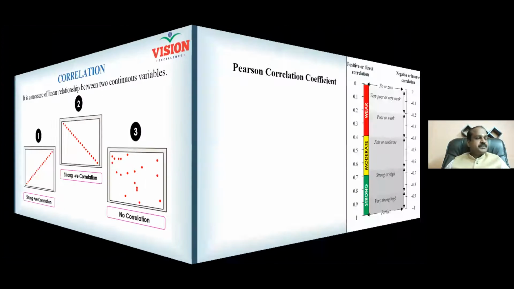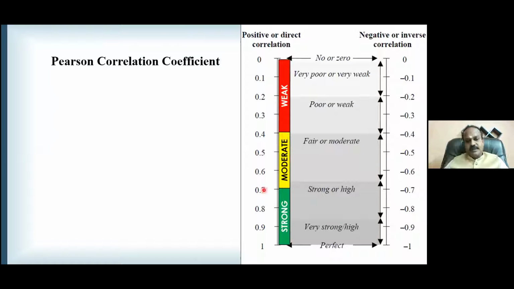So now, generally the linearity can be measured using a coefficient called Pearson correlation coefficient. The symbol used is small r. The small r will range between -1 and +1. 0 to +1 indicates positive correlation. 0 to -1 indicates negative correlation. Value closer to 1 means perfect correlation. Value closer to 0 means zero correlation. Accordingly, the relationship is categorized into 3. 0 to 0.4 is called weak correlation. 0.4 to 0.7 is called moderate correlation. 0.7 to 1 is called strong correlation.